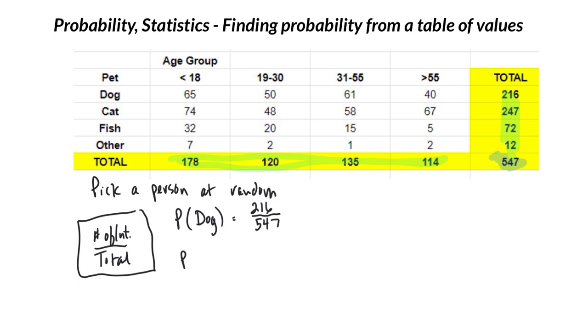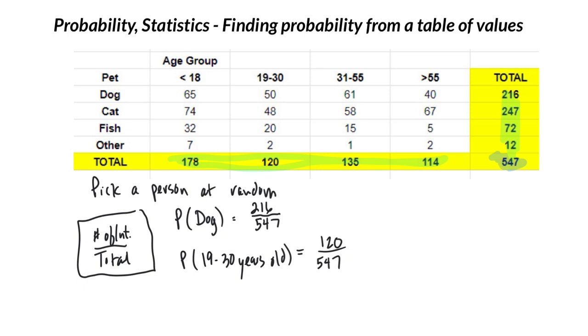Likewise, if I said, what's the probability we pick someone at random and they were between 19 and 30 years old? Again, you'd say, well, we had 547 total people, and now we need to figure out what is the number of people that are in our interest group? 19 to 30 right here. Scroll down, we have 120 in that group.